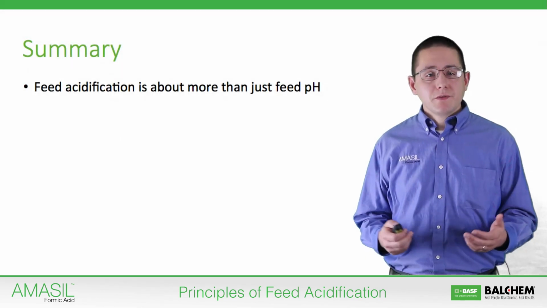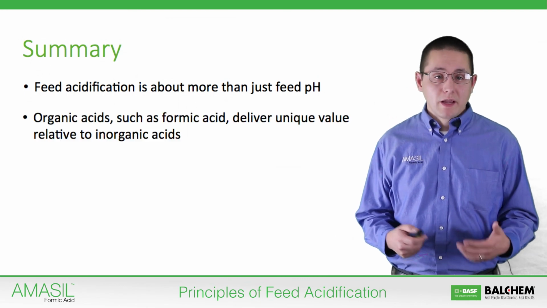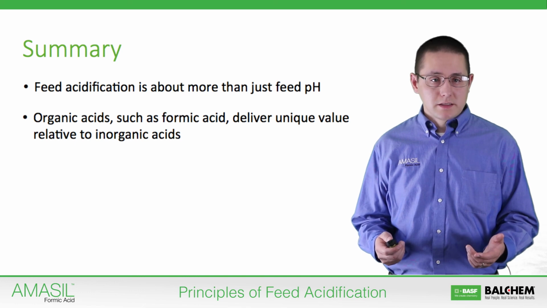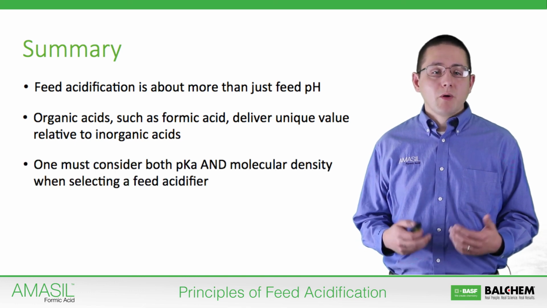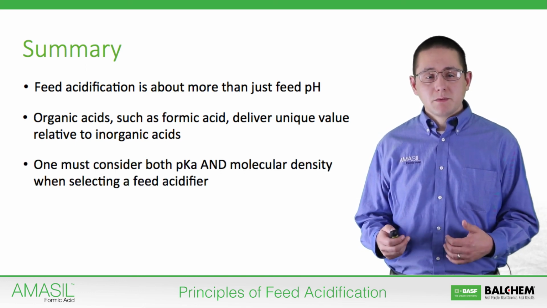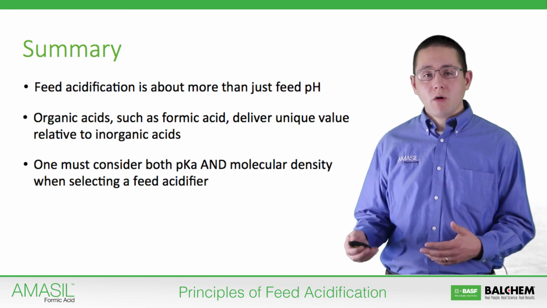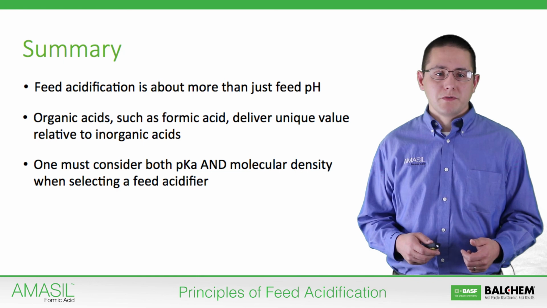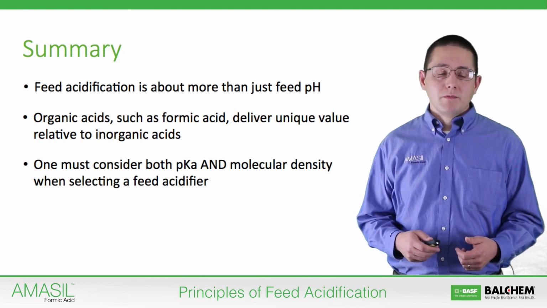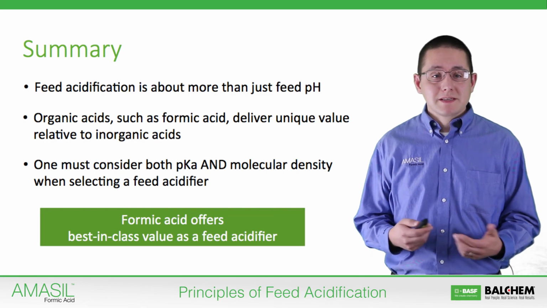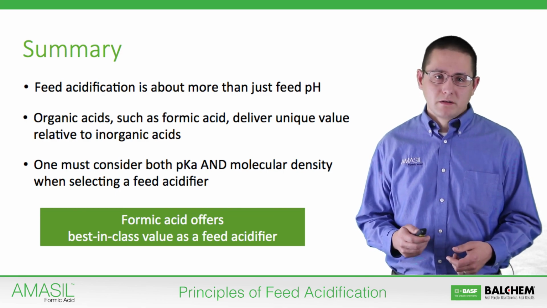So in summary, feed acidification is about more than just pH. Organic acids such as formic acid deliver unique value relative to the inorganic acids, and one must consider both pKa and molecular density when selecting a feed acidifier to make sure you get something that's going to deliver the value that you want in the amount of space you're willing to allow it in your feed. And in my admittedly biased opinion, formic acid offers the best in-class value as a feed acidifier.